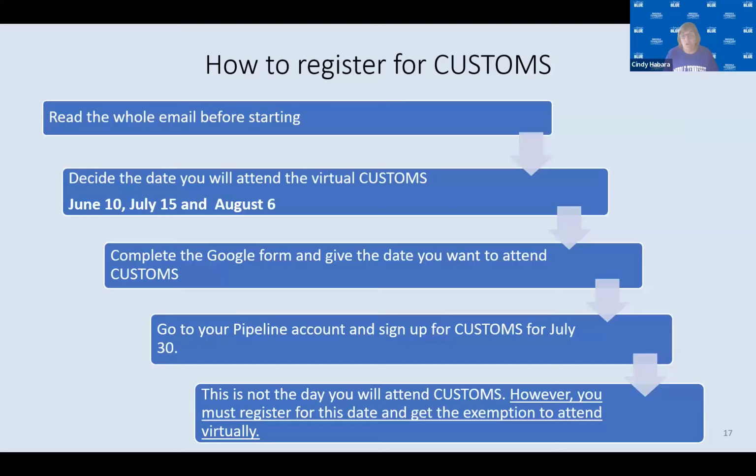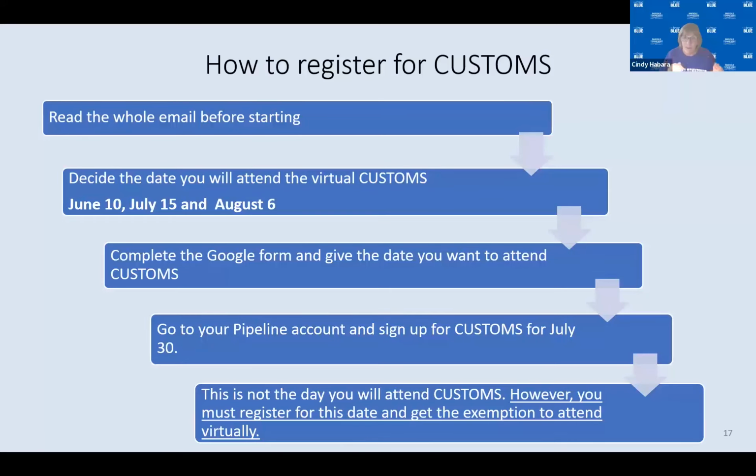Then you need to go to the Google form. Remember, you've already signed up for the June 30th date. On the Google form, you decide which one of these 3 dates you want. When you've done that, you're going to sign up on customs. Go to your pipeline, go to customs, so you know, okay, I'm going to sign up for July 30th, but I really want to attend on August 6th. Keep that in mind. August 6th goes on the Google form. On your pipeline, you're putting July 30th, you sign up. Follow all of the procedures.